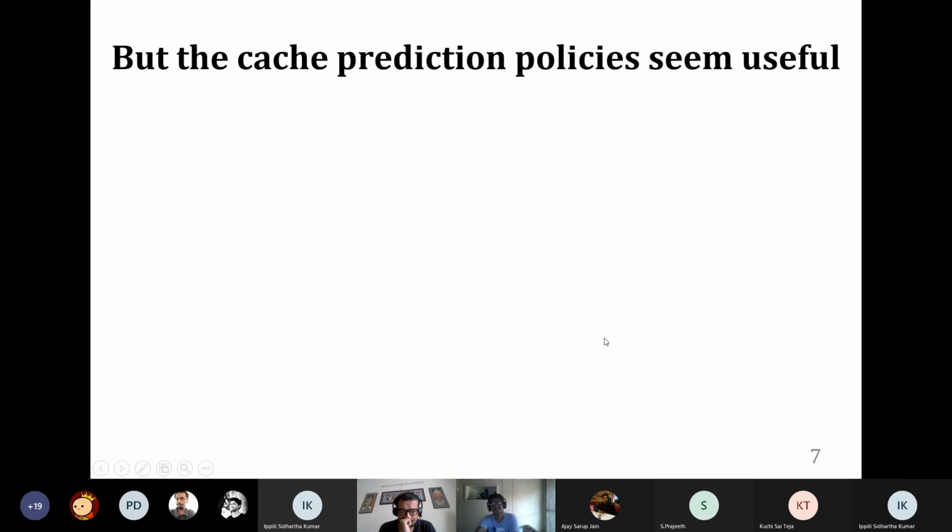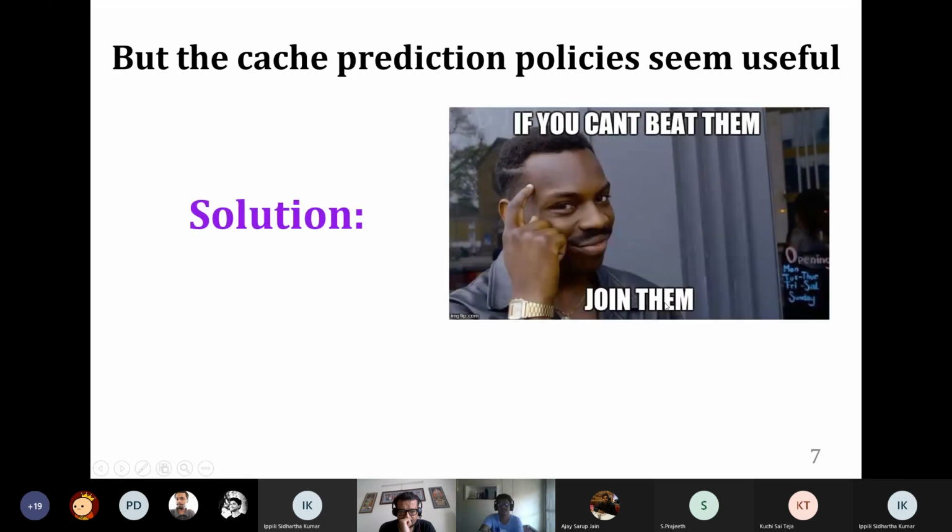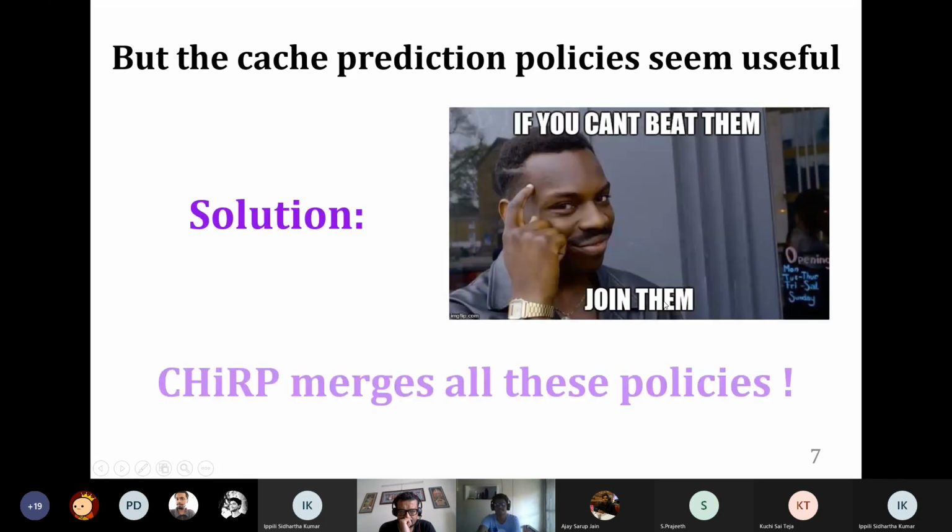But the cache prediction policies do seem useful, right? They predict whether an entry is dead on arrival, or they use signatures to index a prediction table and predict from there. So what else can we do? The solution is, if you can't beat them, join them. CHIRP tries to merge all these policies by taking the good points of them and fitting them to the TLB behavior. As we'll see later, this all comes together.